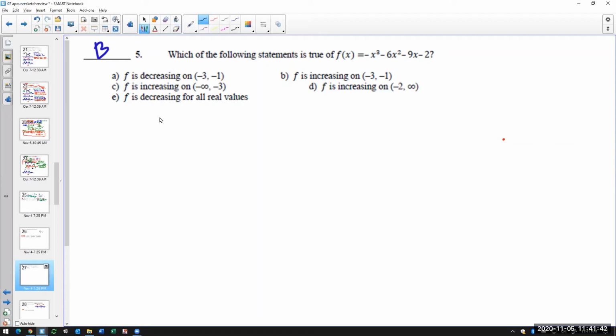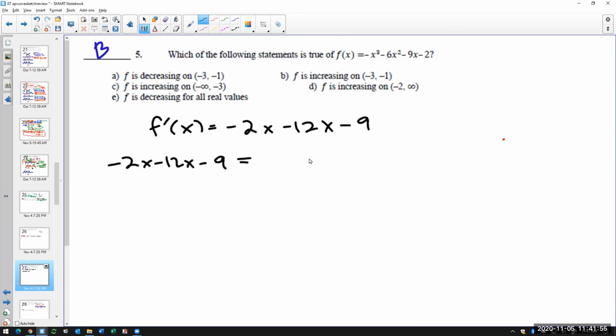So you take the first derivative here, and you'll get negative 2x minus 12x minus 9, okay? And then what you do is you set the first derivative. Oh, do you have a different problem? Oh, sorry, this is negative 3x squared? Okay, sorry about that. Negative 3x squared minus 12x minus 9, thank you. Let's try it again. Negative 3x squared minus 12x minus 9.